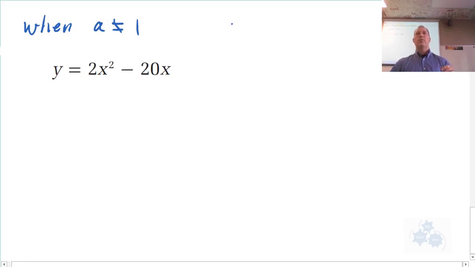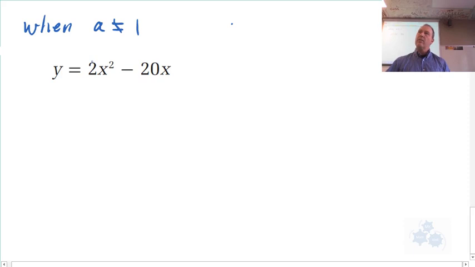All right, so level 1 is when a equals 1 and b is an even number. That's probably the easiest completing the square that you're going to find. Level 2 is when a is 1 and b is not an even number. We're dealing with fractions and stuff. Level 3 would be when a is not equal to 1. So let me do some examples with that.